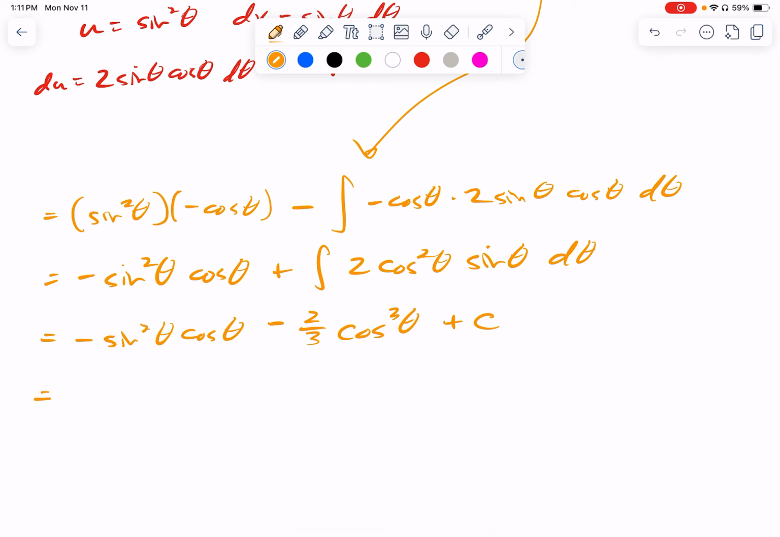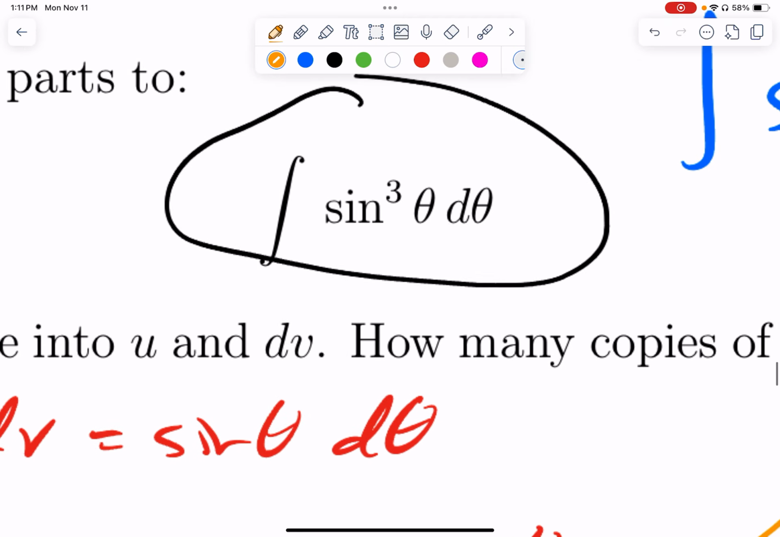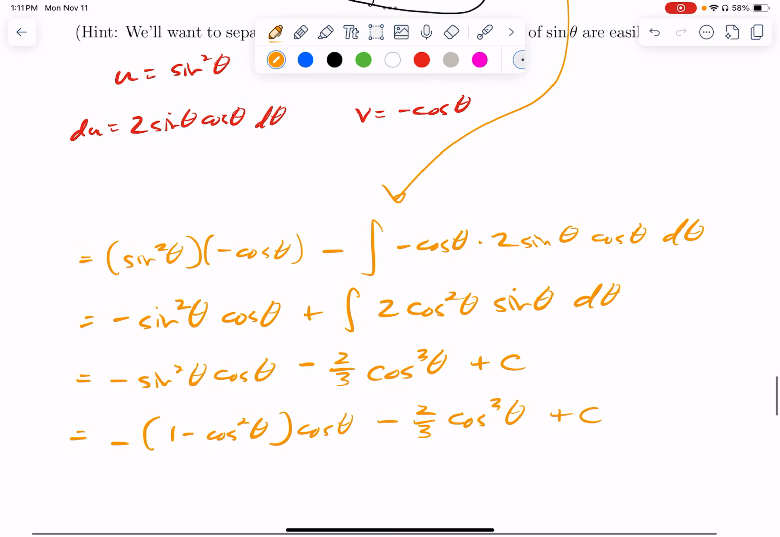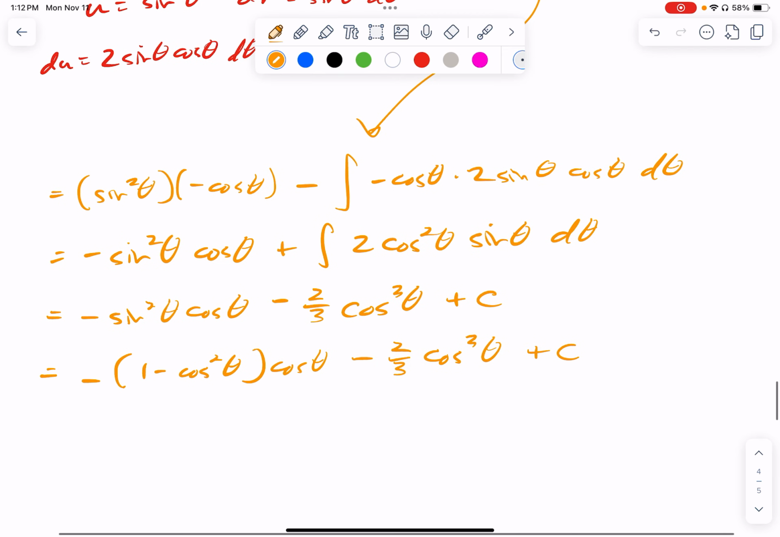I'm going to notice that here I have cosine, here I have cosine, here I have sine squared. Let's substitute the sine squared, because I know that sine squared is the same as 1 minus cosine squared. It's kind of nice, I'm setting this up so that it's just in terms of cosine. We're doing an integral of sine cubed theta, and we're getting an answer that's just in terms of cosine. So what does this look like?